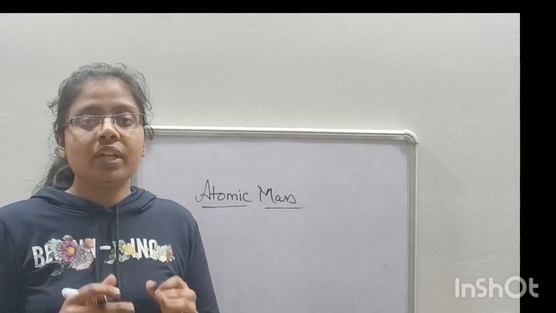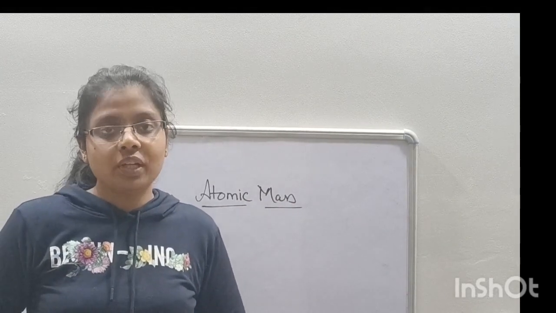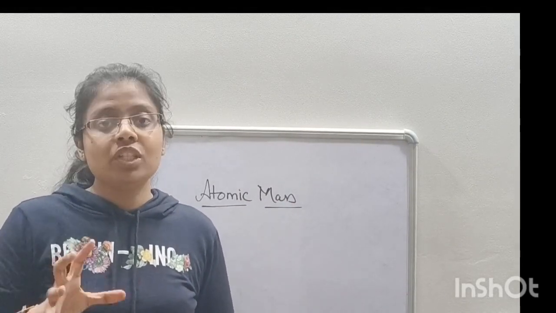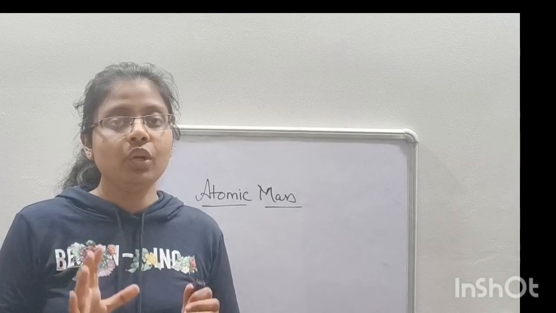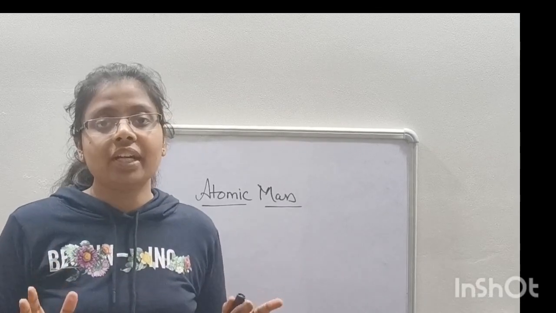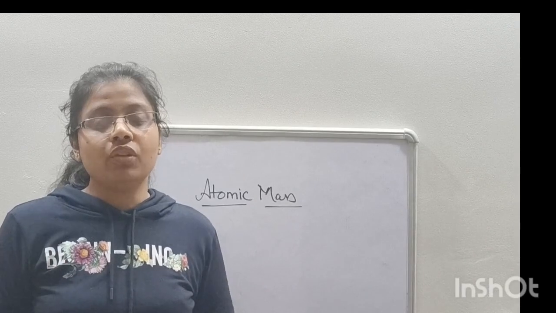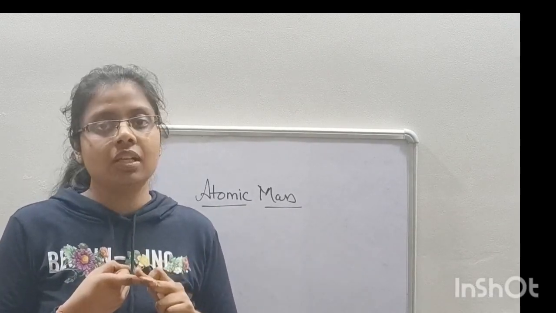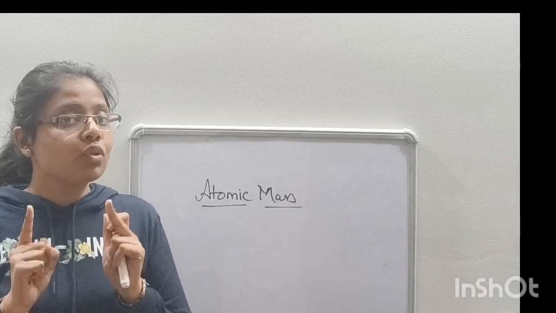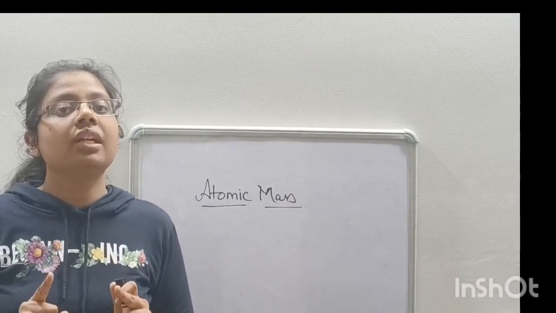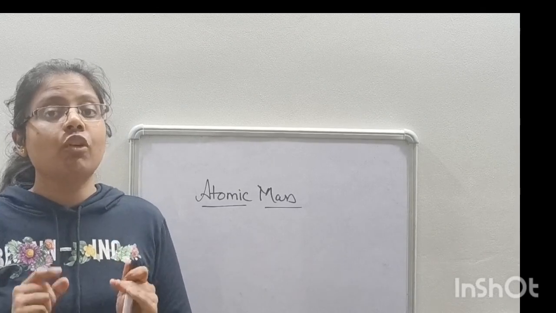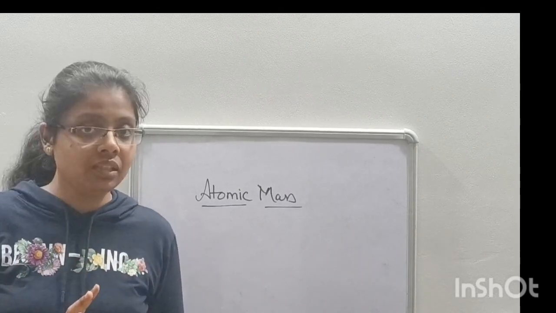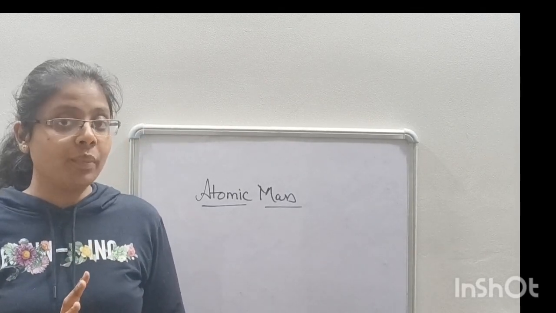So guys, today the atomic mass we are going to deal with is the atomic mass presented in the periodic table. We know the periodic table is a table which consists of the elements along with the atomic number and atomic mass. Atomic mass in the periodic table is not represented in kg. It's represented in U, AMU or Dalton.